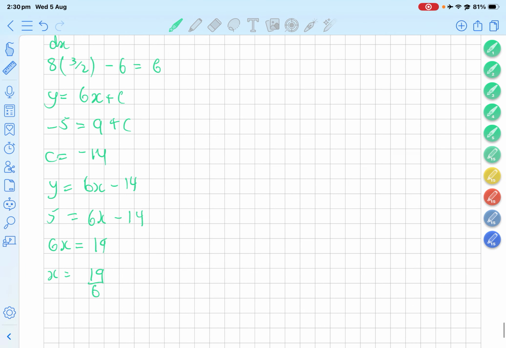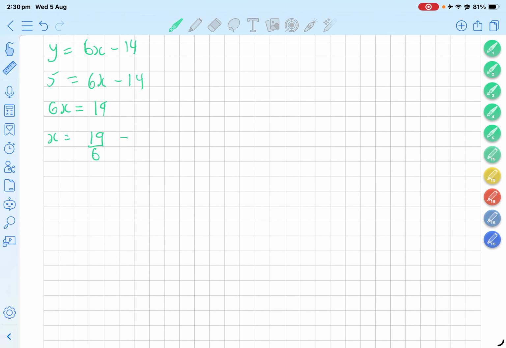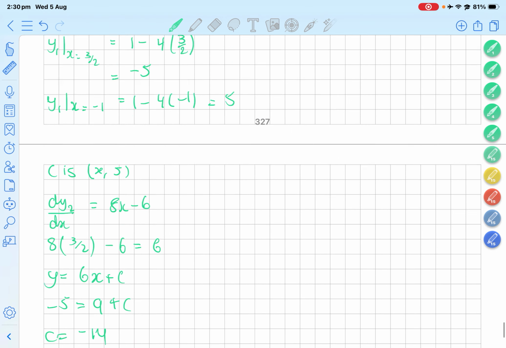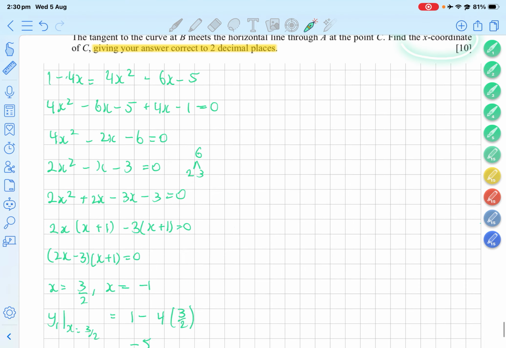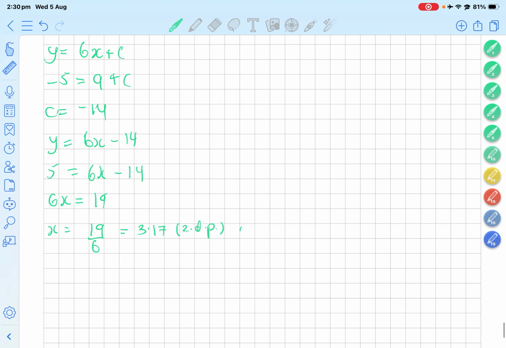we could use a calculator for this last step. So 19 by 6 is just 3.17 to 2 decimal places. And since they only ask for the x coordinate, that will be our answer for 10 marks.